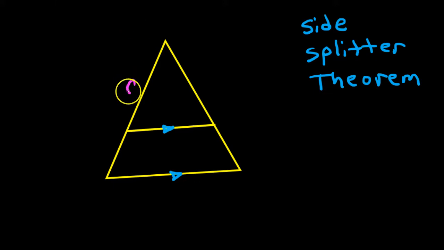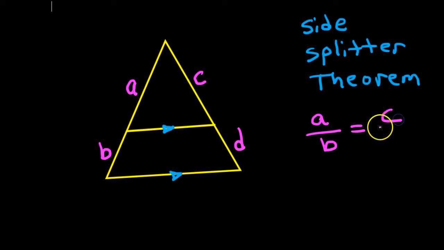It turns out that these segments, so I have this segment and I have this segment, the upper piece and the lower piece, and I'm going to call this C and I will call this D. According to the side splitter theorem, these segments are proportional. So A over B is going to equal C over D. That is the side splitter theorem.